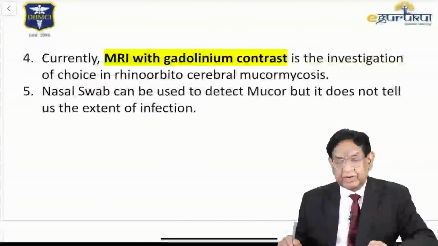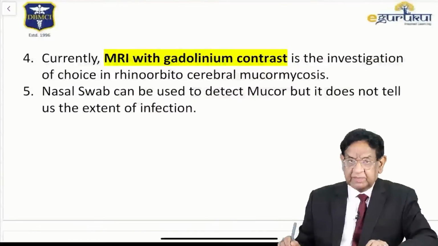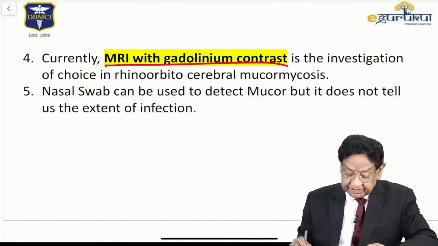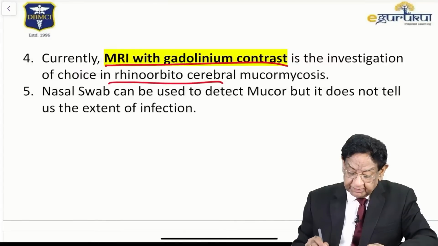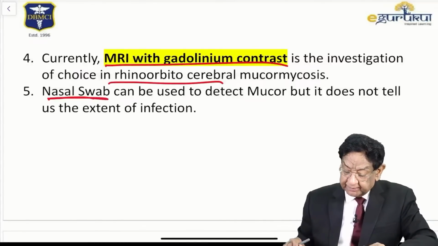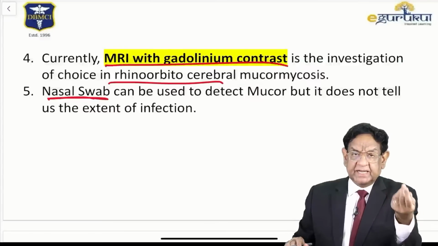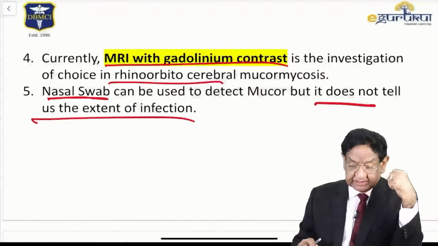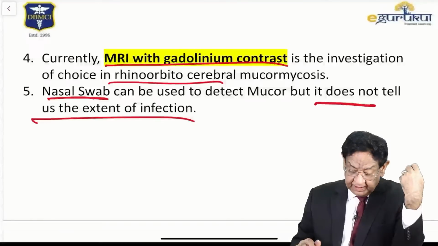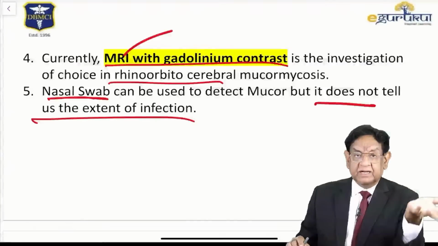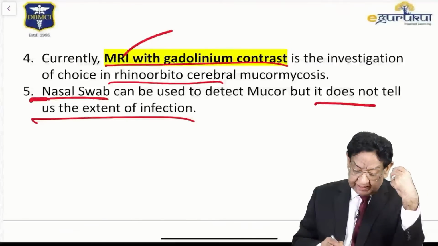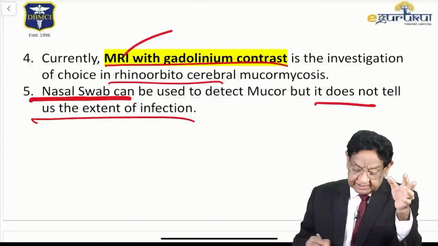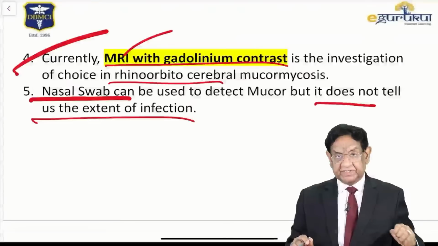Well, we come back to our question of rhinocerebral mucormycosis. MRI with gadolinium contrast is the investigation of choice in rhinocerebral disease. Why can't we use a nasal swab? It can simply detect the mucor fungus, but it cannot tell you the extent of the disease, which is what we are really interested in. With MRI, we can get a report in just 1 hour, and swab processing can also be done very fast. But MRI is definitely a much better investigation.